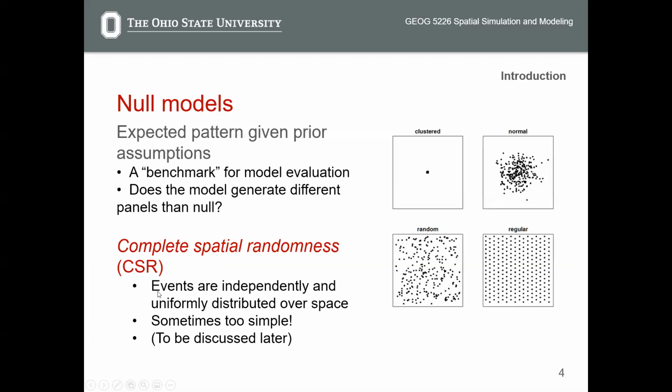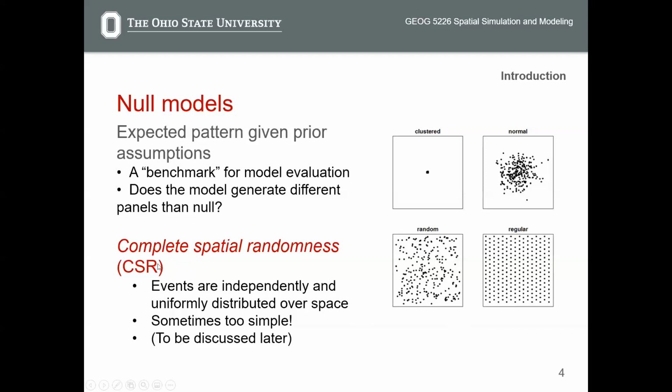In this pattern, events are independently and uniformly distributed over space. Okay, independently and uniformly. These two words are crucial to the definition of this null model. For now, just remember them. Later, I will discuss it in detail.